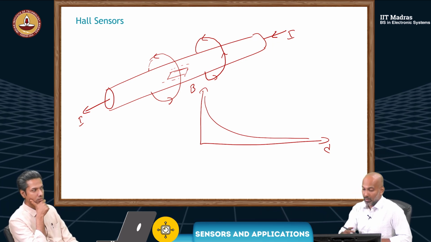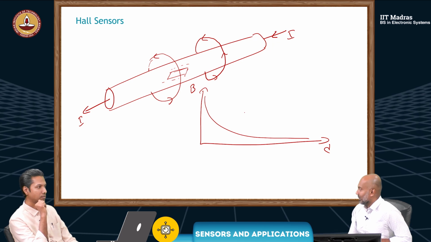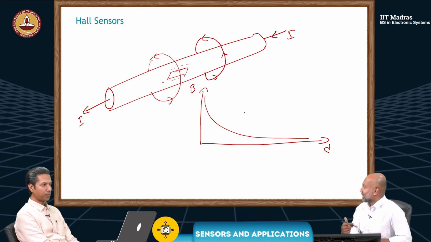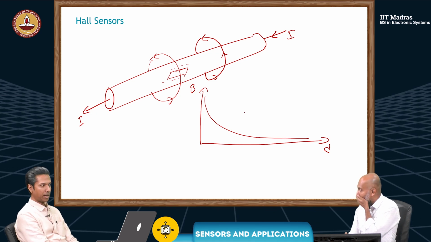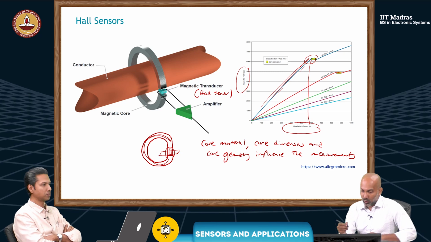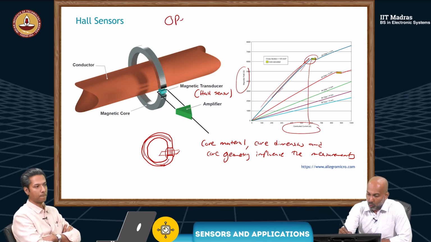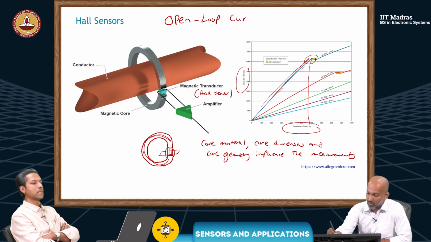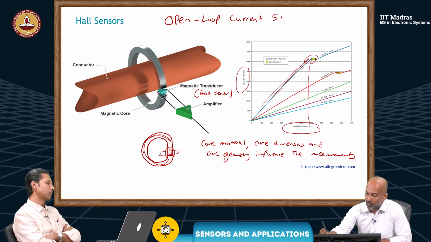Imagine there's another conductor nearby. Then what is it going to measure? If the magnetic field is in the same direction, it will add, or subtract, depending on the direction of the current. This kind of approach, we call an open loop current sensor.